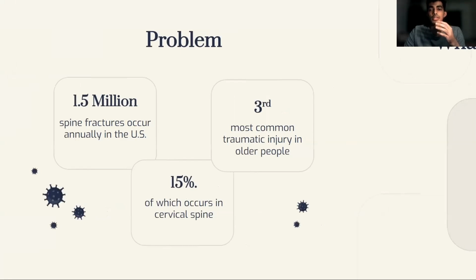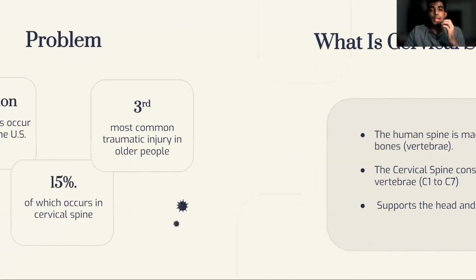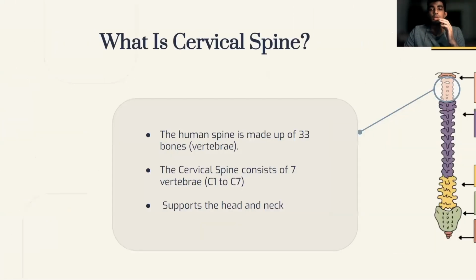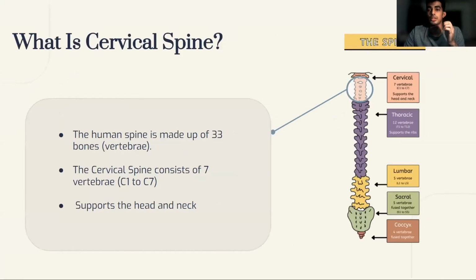So what is the cervical spine? As you all know, the human spine is made up of 33 bones called vertebrae and has 5 major regions, namely cervical, thoracic, lumbar, sacral, and the coccyx region. Of these, the cervical spine consists of the 7 top vertebrae which support the head and the neck. Next slide.